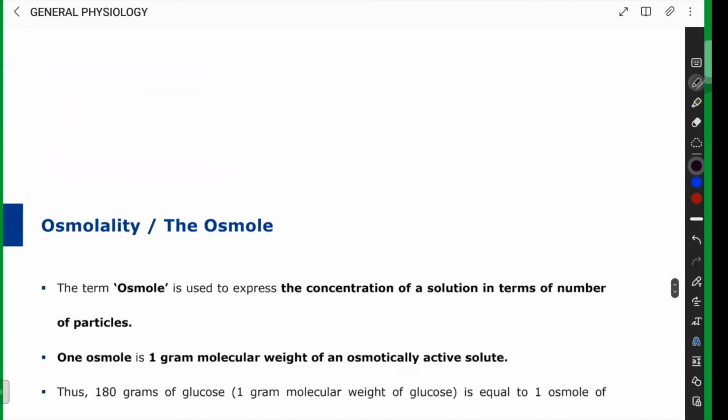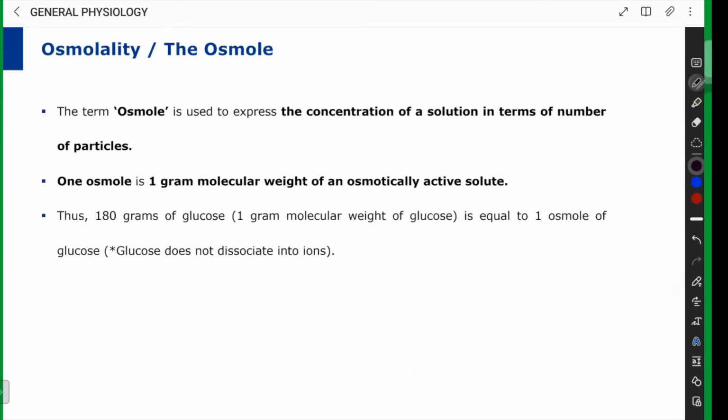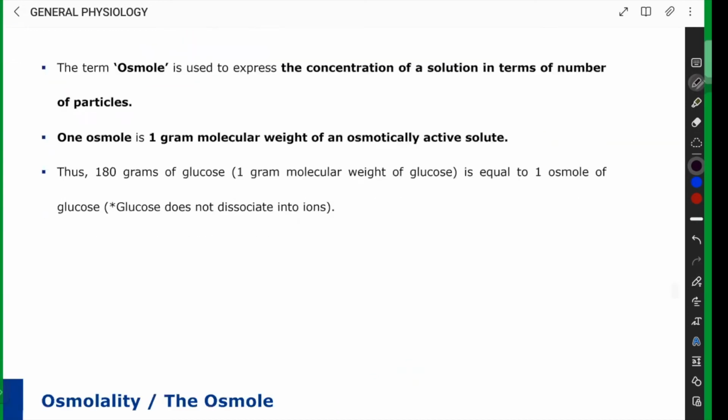You have two terms: osmolality and osmolarity. What is osmolarity? The number of osmoles per liter, you call it osmolarity. The number of osmoles per kilogram of solvent, you call it osmolality. But usually it is osmolarity and molarity which we will be seeing. Now you know the difference between osmolality and molarity.